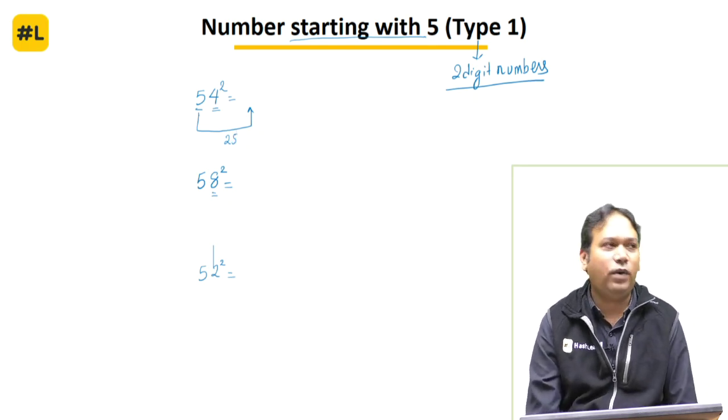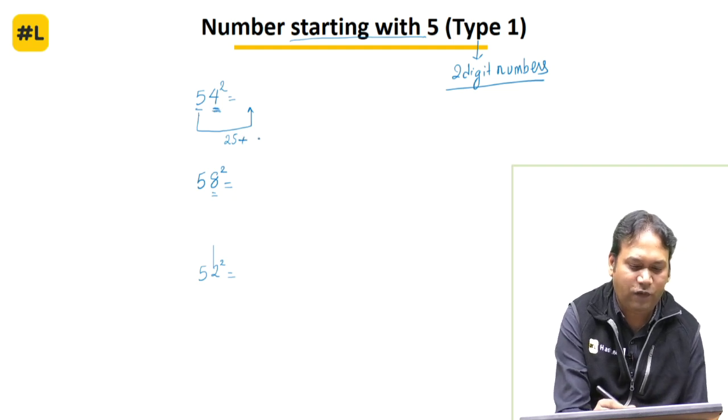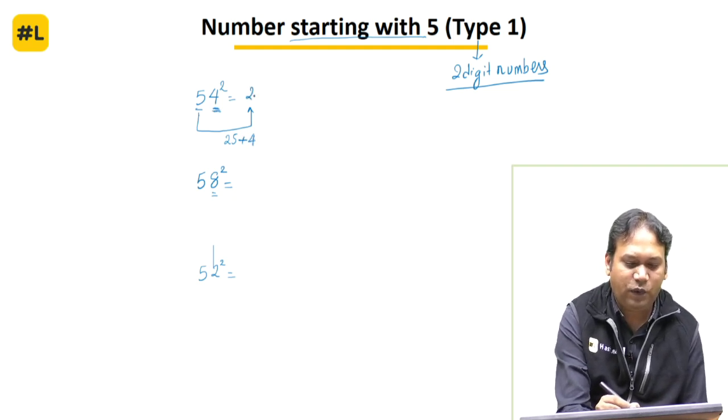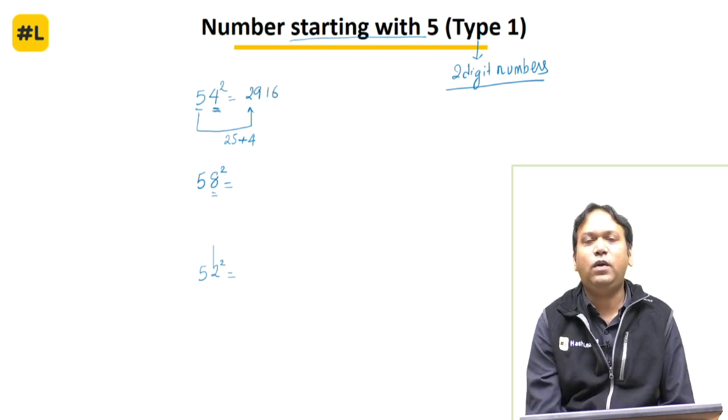What is 5 square? 25. Alright, now add the right number. What is the right number here? 4. What is 25 plus 4? 29. And 4 square? 16. 2916.